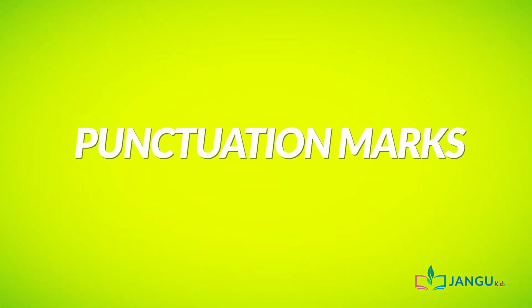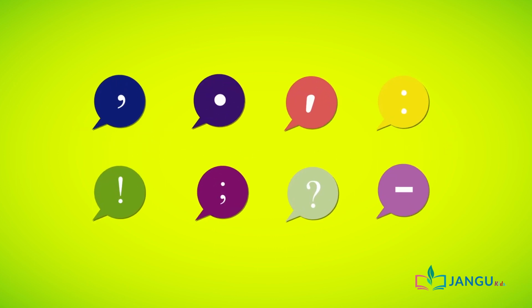Now, we would learn all about punctuation marks. Punctuation marks are marks you add to a sentence to show division between different parts of the sentence. We have different types of punctuation marks, and each one has its own function.